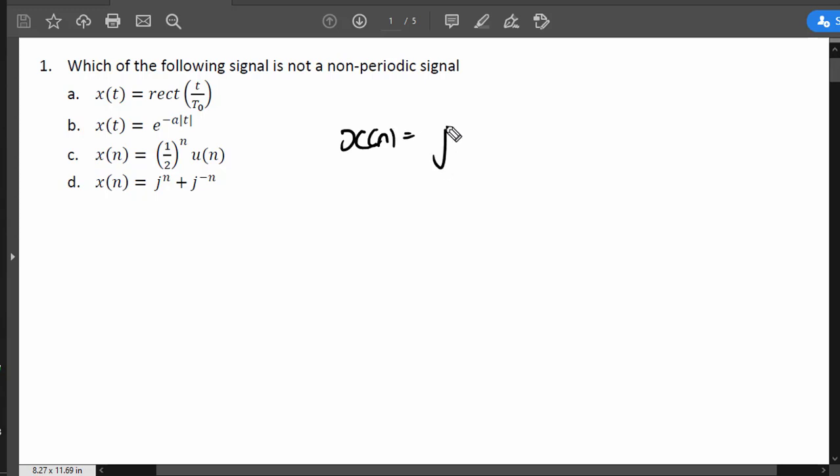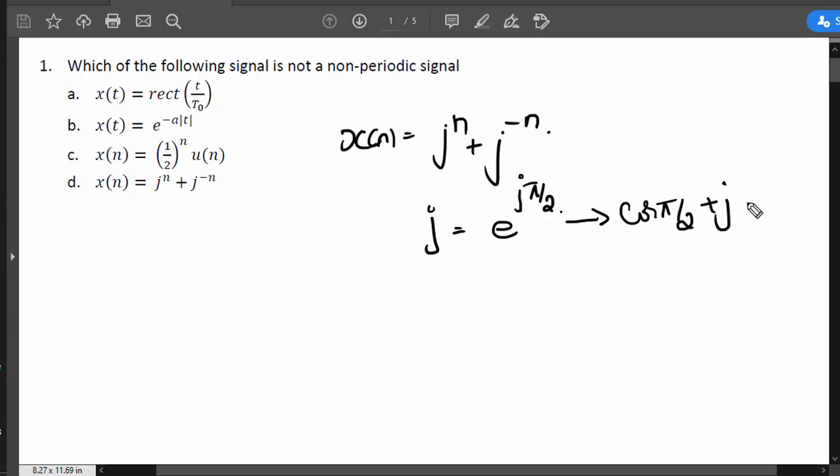x[n] is j^n plus j^(-n). Now, j can be written in terms of exponential as e^(jπ/2), right? How did I write this? e^(jπ/2) can be written as cos(π/2) plus j sin(π/2). What is the value of cos(π/2)? It is 0, plus j times what is the value of sin(π/2)? It is 1. So, 0 plus j, which is equal to j. So, instead of writing j, I will write it as e^(jπ/2). Let me just clean this.